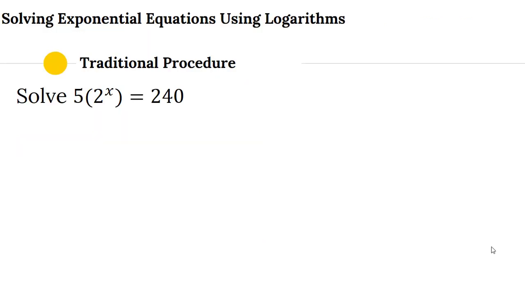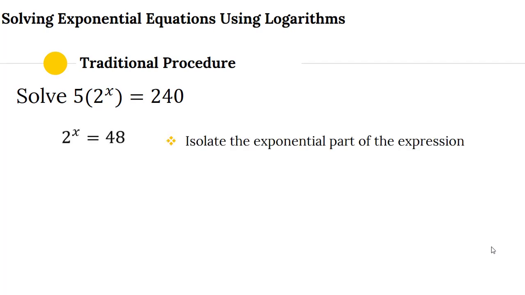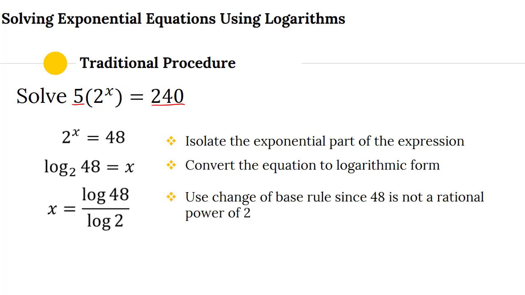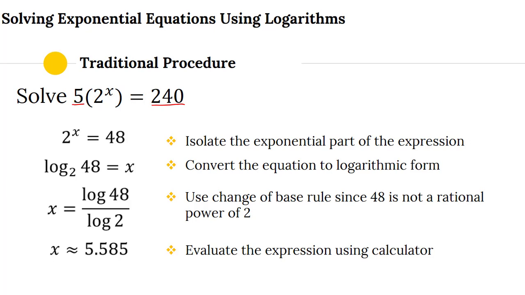Let's take a look at solving exponential equations using logarithms. We'll begin by looking at the equation 5 times 2 to the x equals 240. A traditional procedure for solving this might begin with isolating the exponential part of the expression, dividing both sides by 5. Next, we convert the equation to logarithmic form. Log base 2 of 48 equals x. We'll use the change of base rule, since 48 is not a rational power of 2, and then evaluate the expression using a calculator, giving us an approximate solution of 5.585.